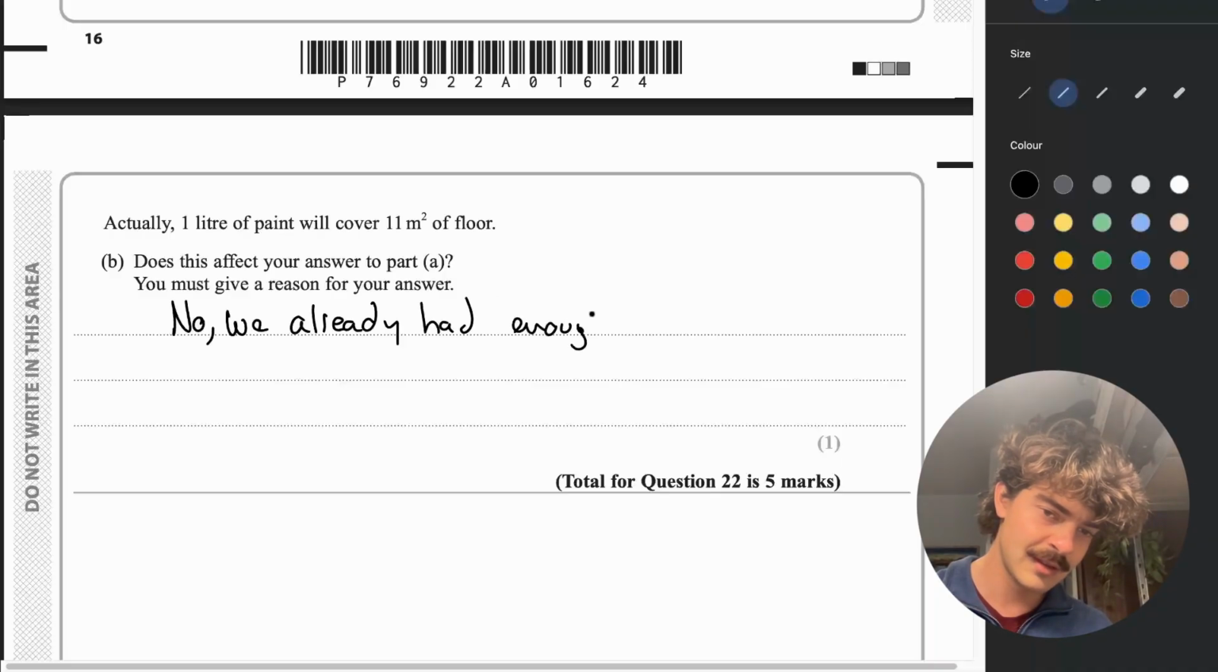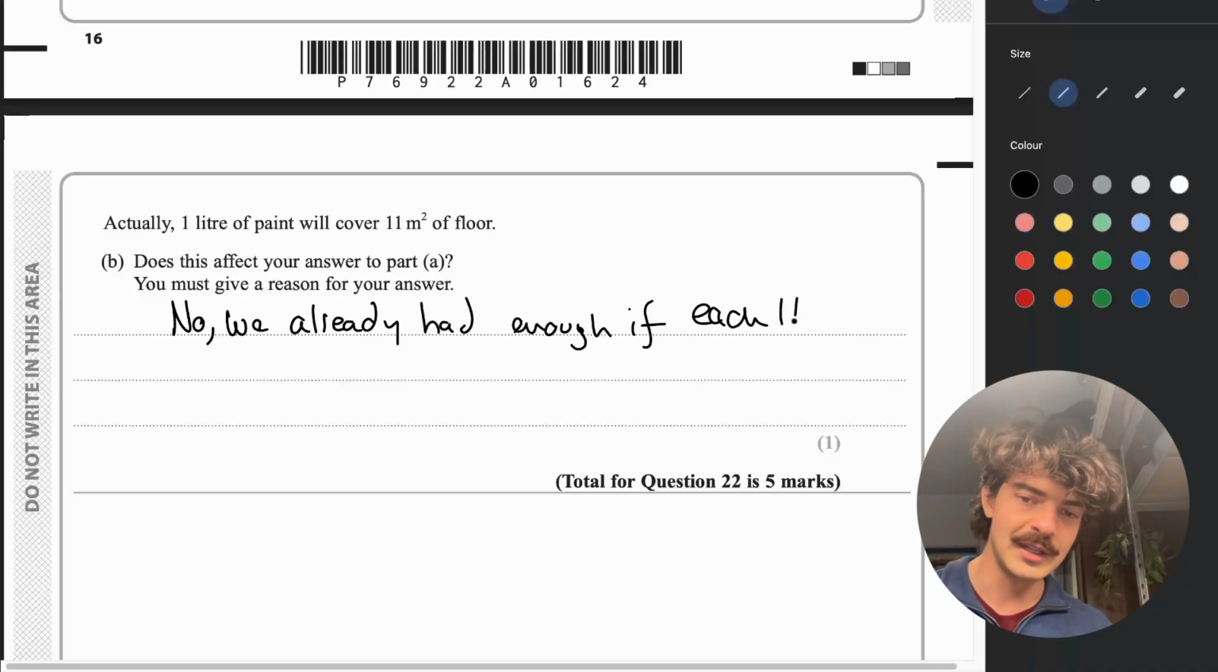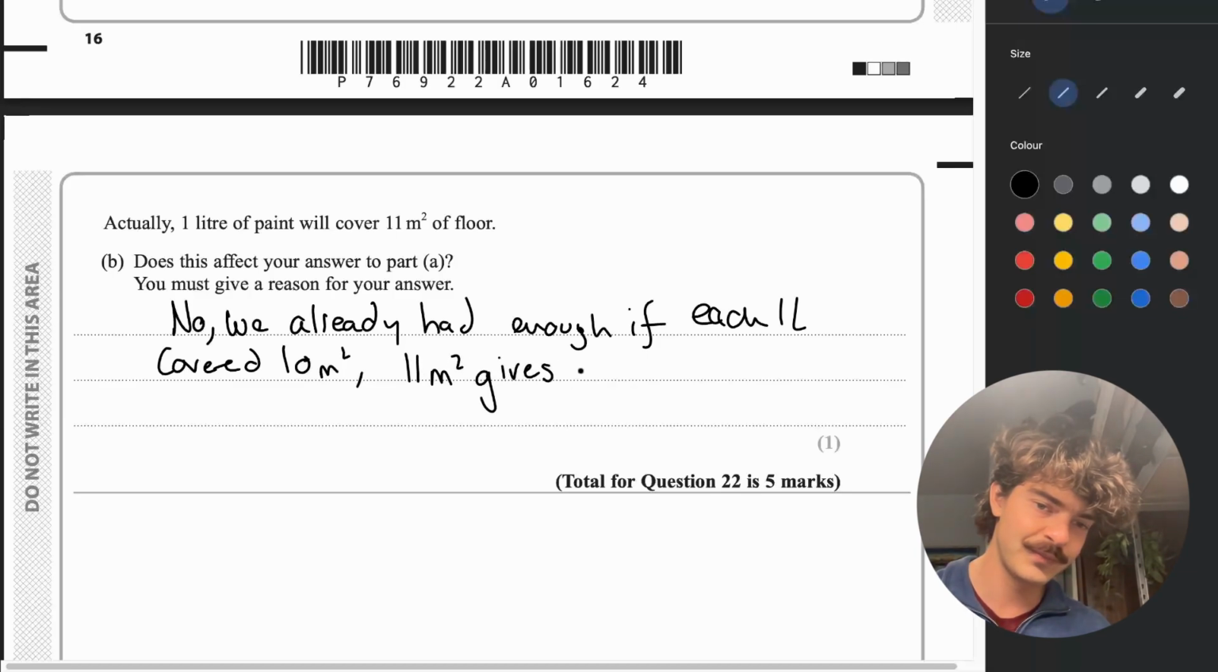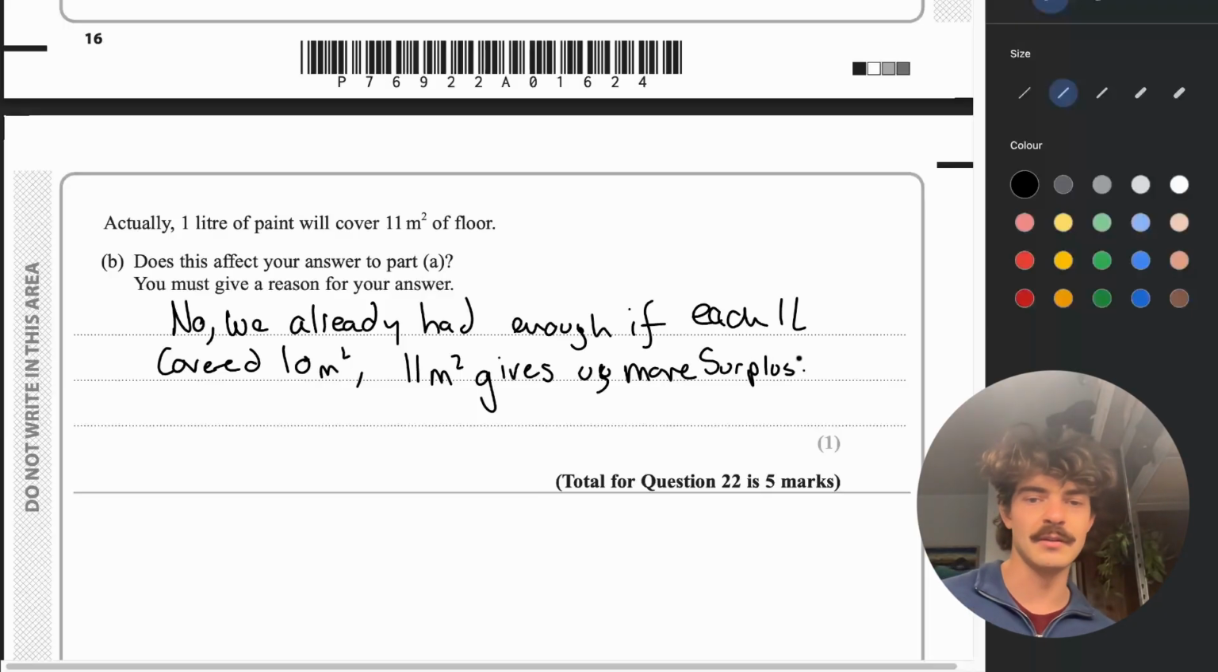Assuming each 1 litre covered 10 meters squared, 11 meters squared gives us even more surplus. Amazing.